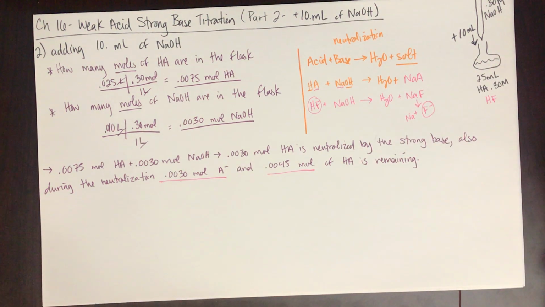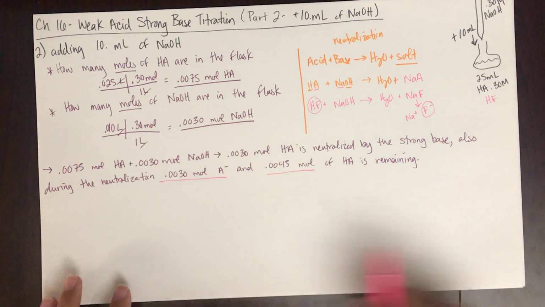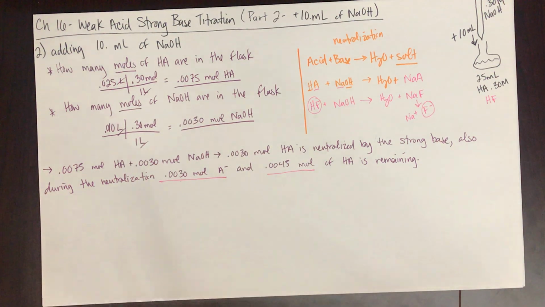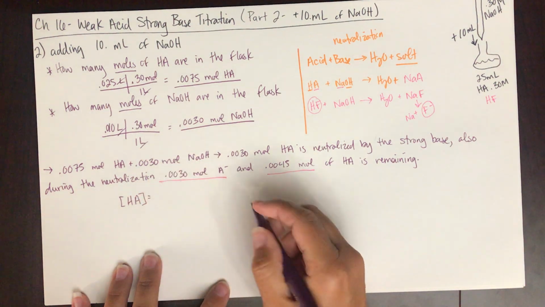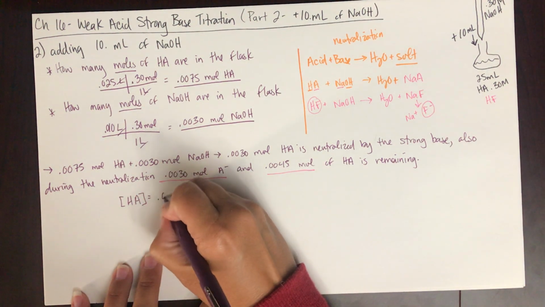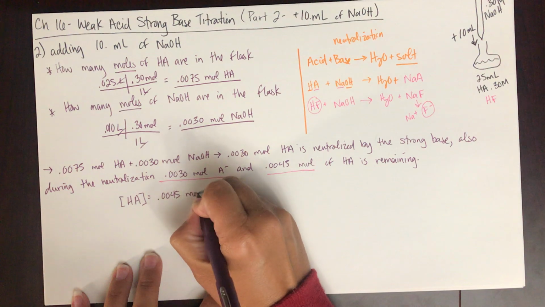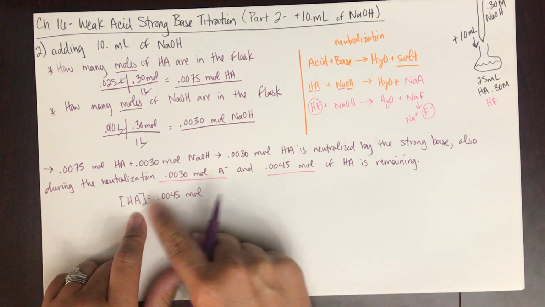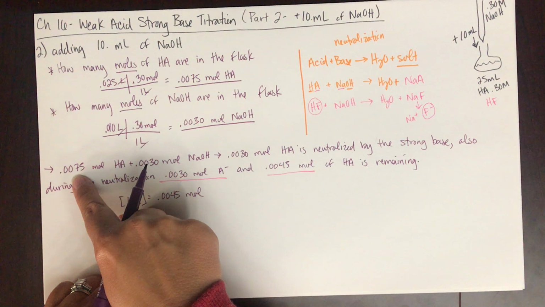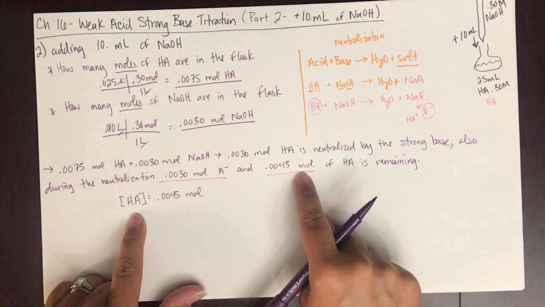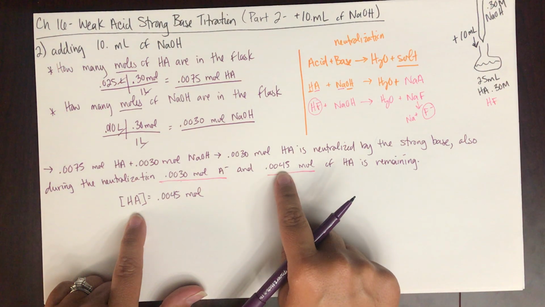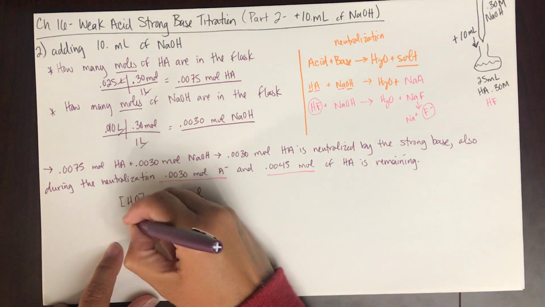So what we just said was now, in this moment, after these 10 milliliters have been added, what we have remaining is weak acid, hydrofluoric acid. I have 0.0045 moles of hydrofluoric acid remaining because I had 0.0075 and 0.003 moles of it was neutralized. So now I have 0.0045 moles of HA remaining.